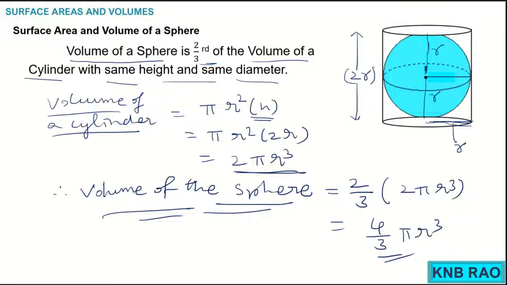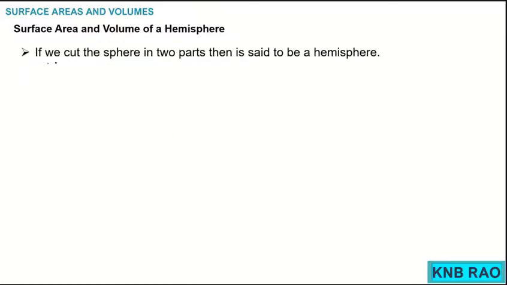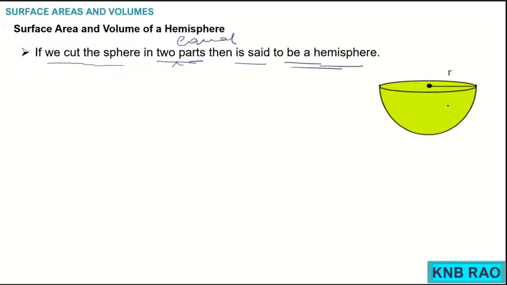Let me explain what a hemisphere is. Children, if we cut the sphere into 2 equal parts, then each is said to be a hemisphere. This is the hemisphere. We are dividing the sphere into 2 equal halves.